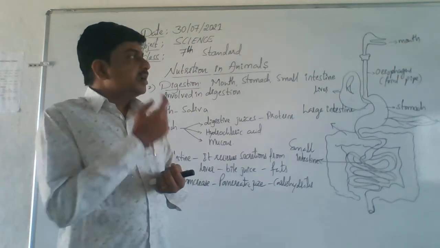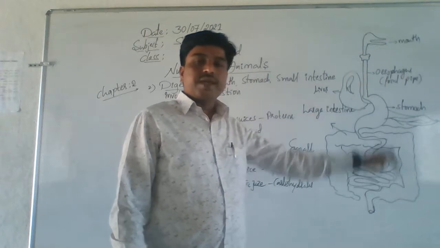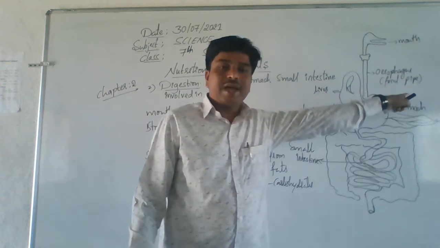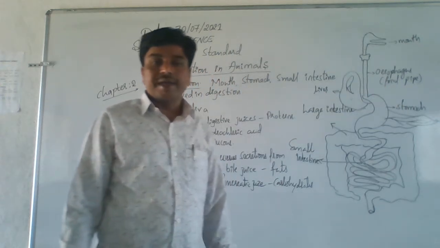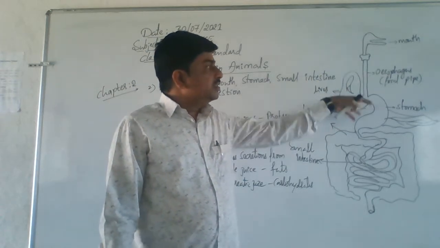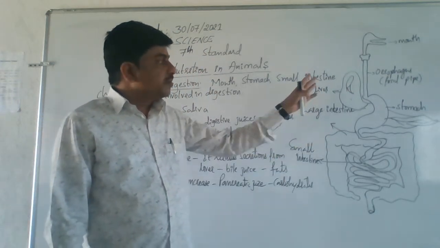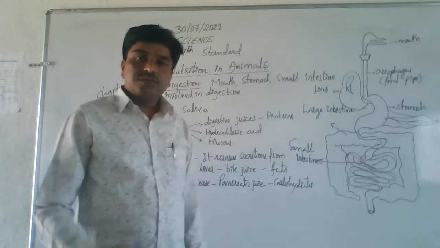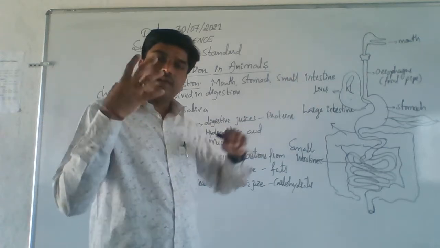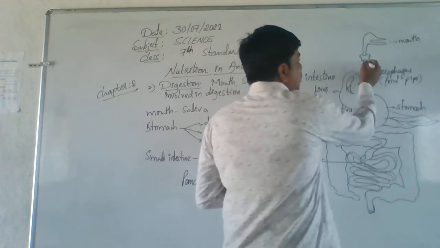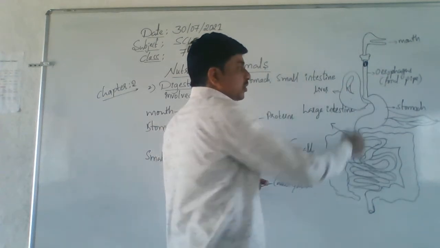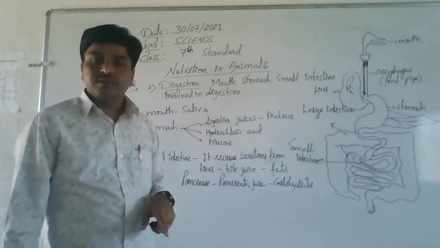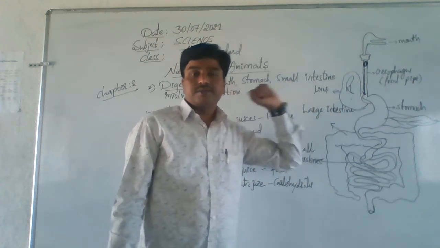Understand? Then it enters into where? The esophagus, which is also called the food pipe. Inside this food pipe, continuous contraction and relaxation happens. This contraction and relaxation of the esophagus pushes the food in the downward direction. Finally it reaches what? The stomach.